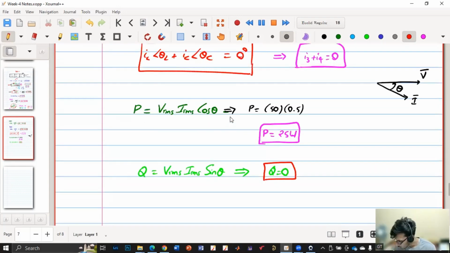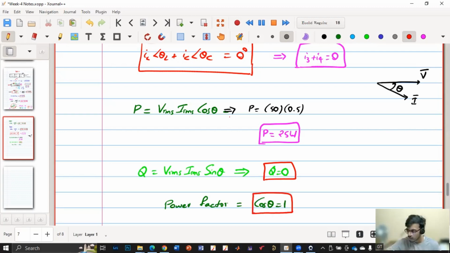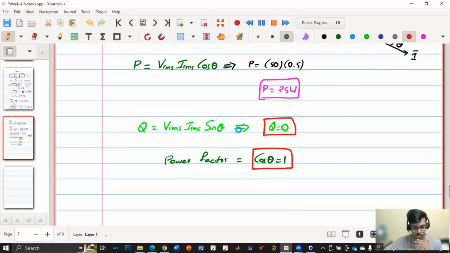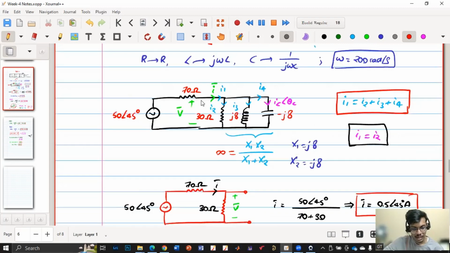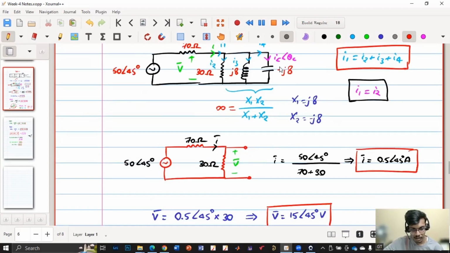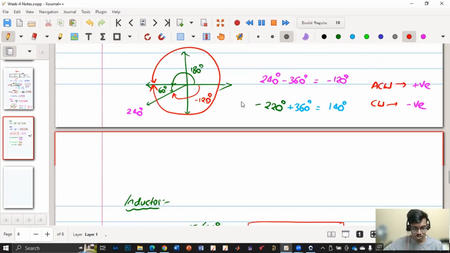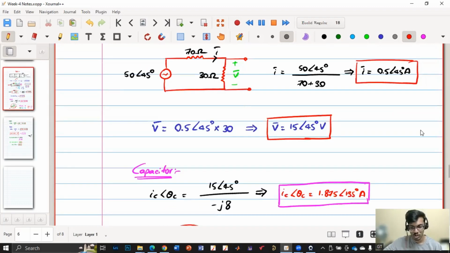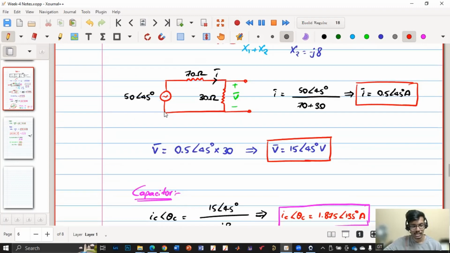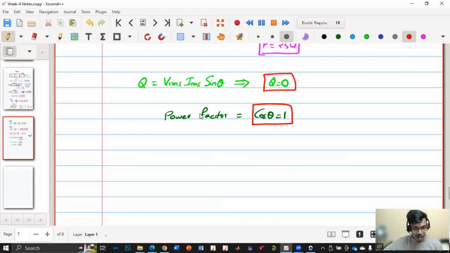So here, what is my power factor? Power factor is 1, which is cos theta. When we say power factor is 1, it means the circuit is resistive. The net impedance is only resistive. Here there is an inductor as well as a capacitor, but the net impedance seen by the source is 70 plus 30, because the net impedance of this is infinite, as if it is open. So the overall circuit acts as if it is only resistive. That's why the current drawn is in phase with the voltage. Here you see 45 degrees, 45 degrees, so theta is 0. That's why power factor is 1. Is this clear, the first problem?